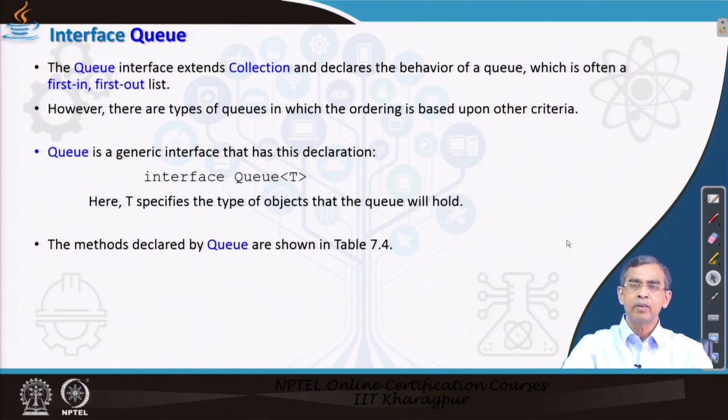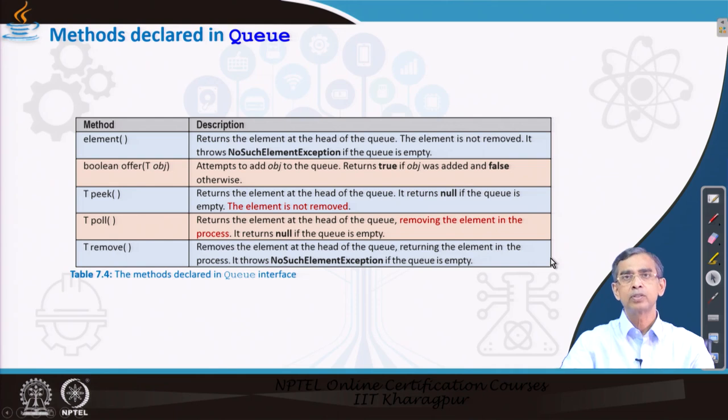Now, queue, like the other interfaces that we have discussed, also allows you to store any type of objects. That is why it is a template. Now, the methods that are there, let us have a quick look at the methods.